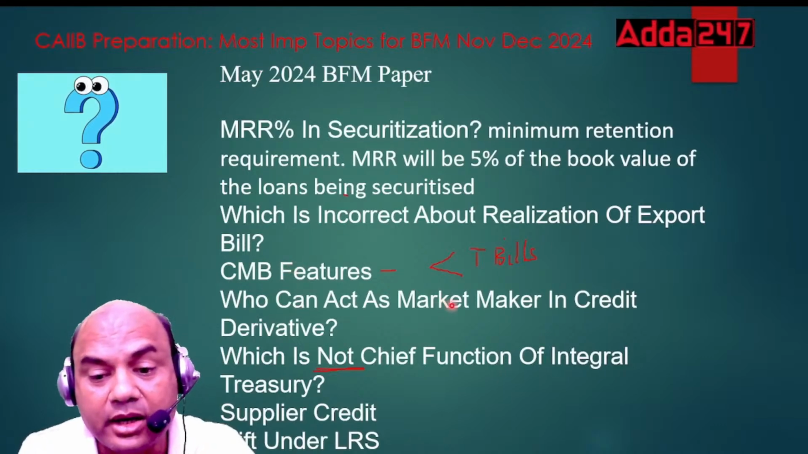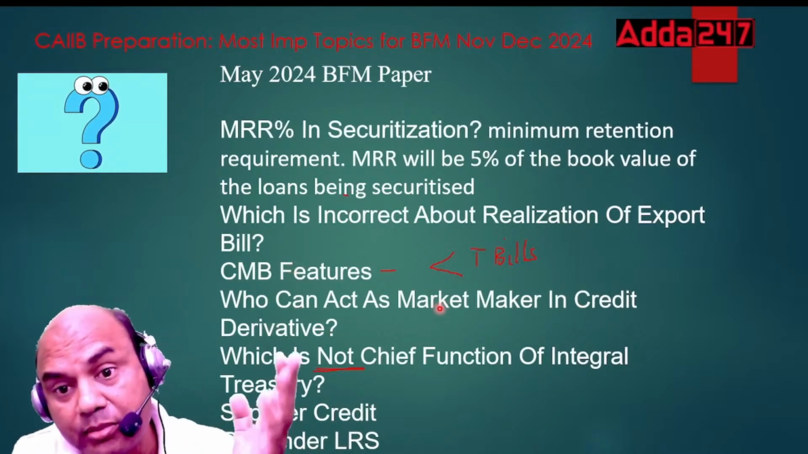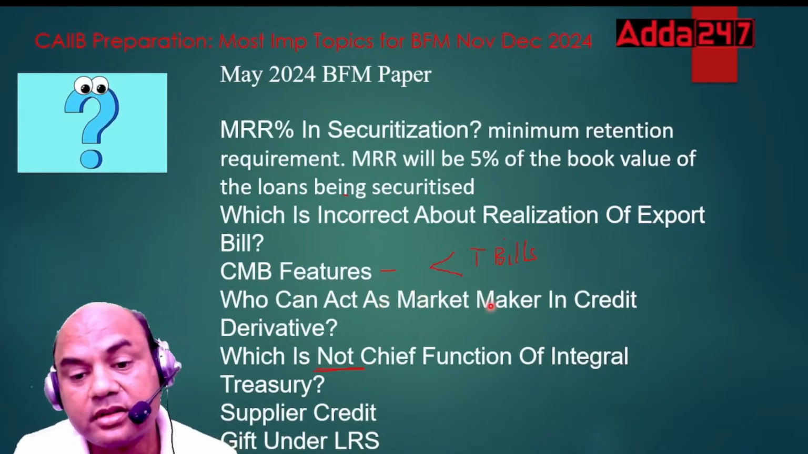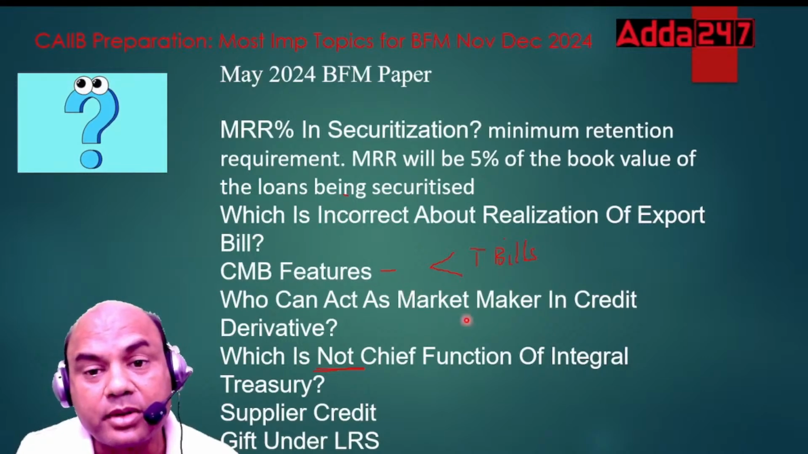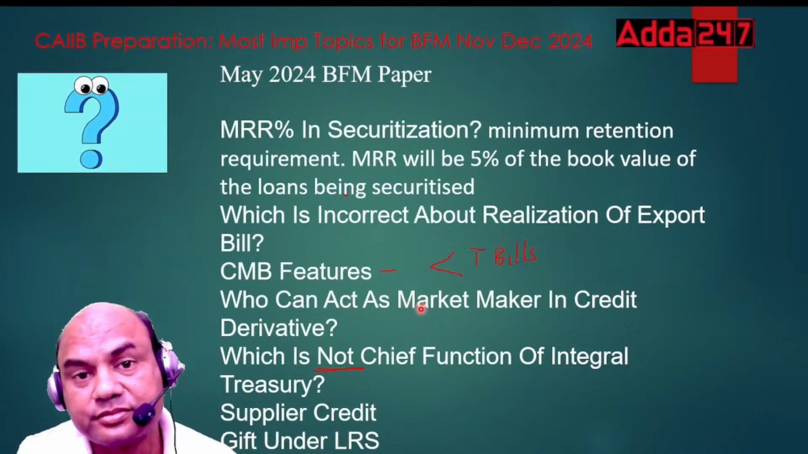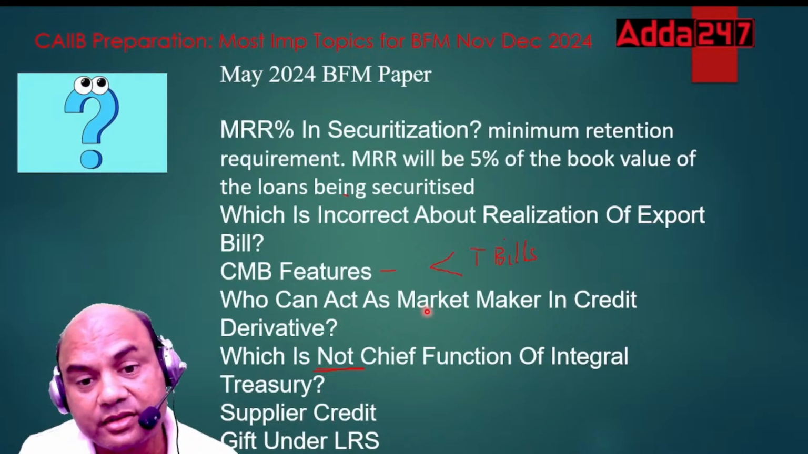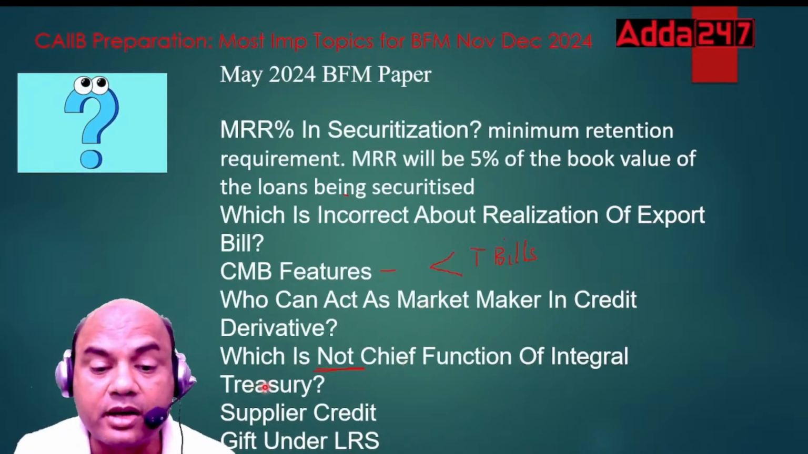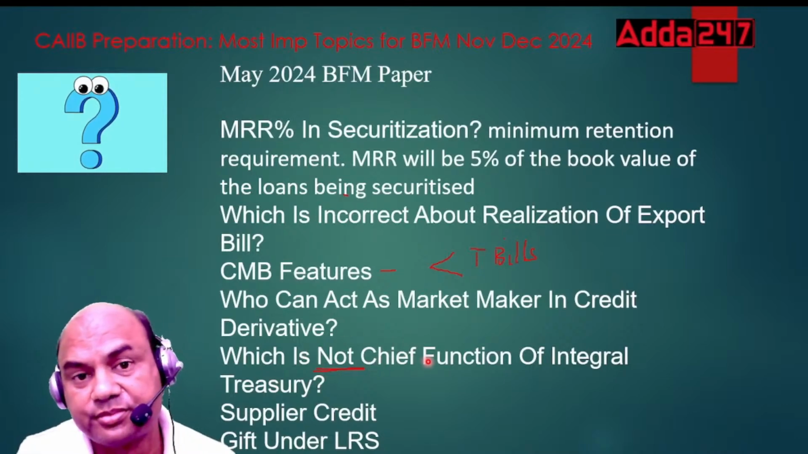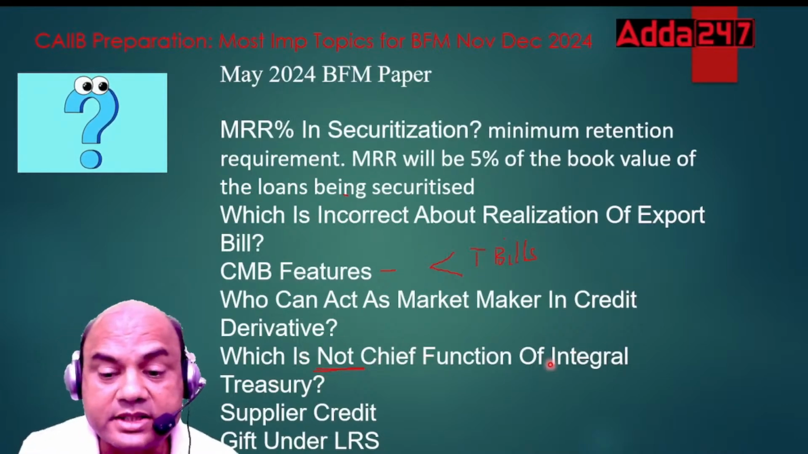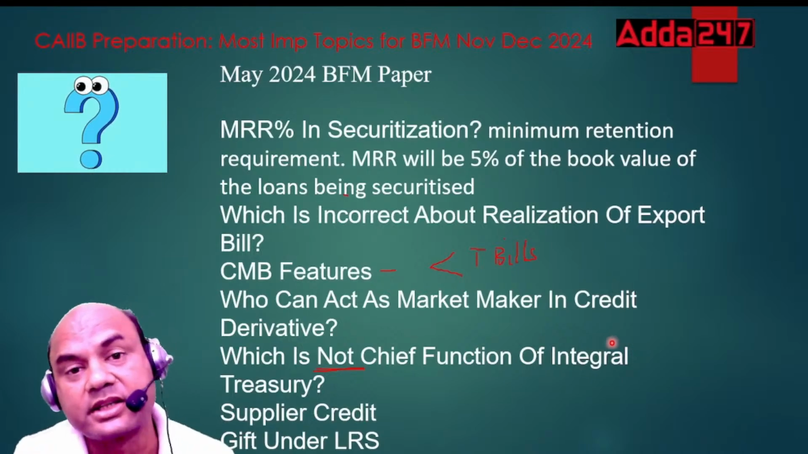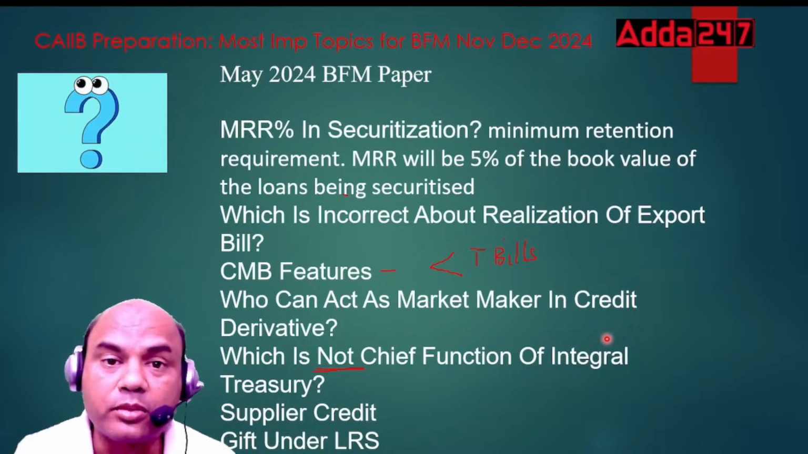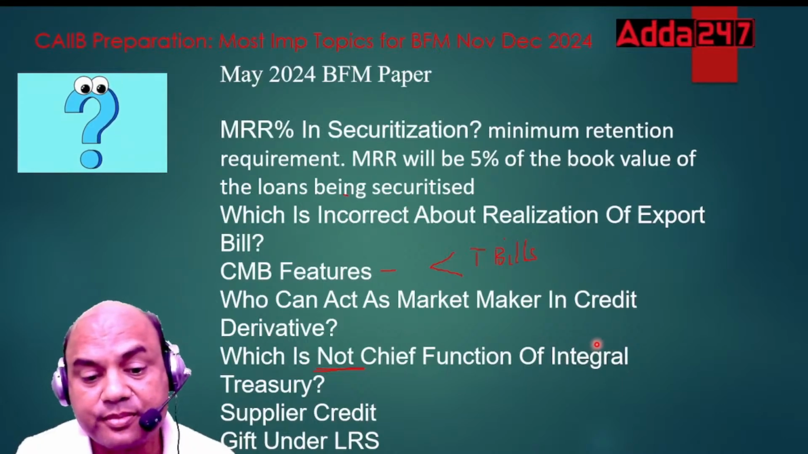Who can act as a market maker in credit derivative? Very important. There are 2 points. This is from module C. One is market maker, one is market user. Who can act? Various parties are there. Okay. Which is not the chief function of integral treasury? Not the chief function. Now integral treasury means what? That treasury which connects your bank's operations to the world operations, bonds.